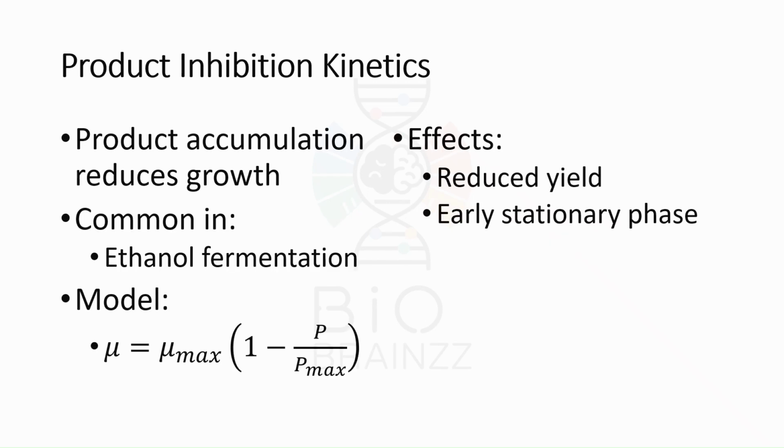In product inhibition, the accumulation of product reduces microbial growth. This is common in processes like ethanol fermentation. As product concentration increases, growth decreases and yield is affected. This can lead to early stationary phase.